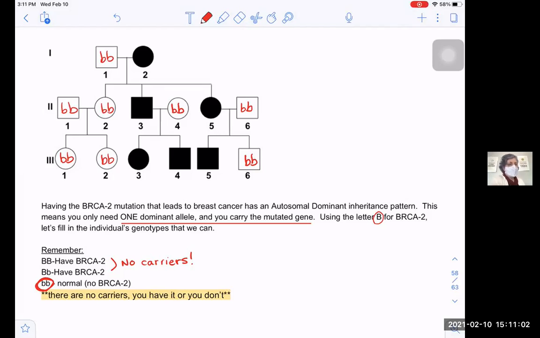So the people that are filled in, we would say they have one big B. And then we can look at the family members to figure out what their other allele is. So I'm just going to write my big B's on each of these people that have it.